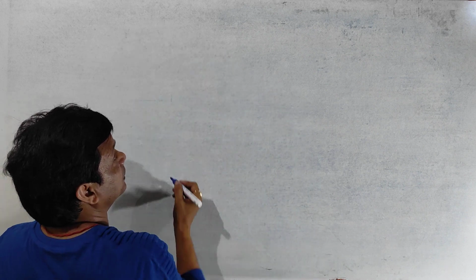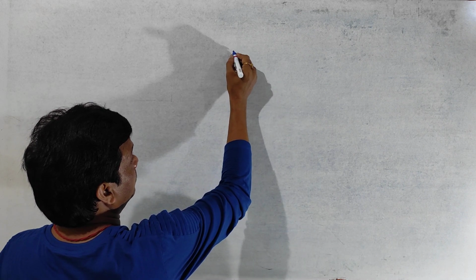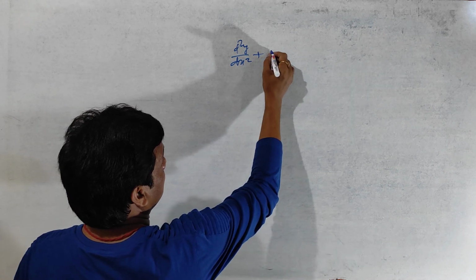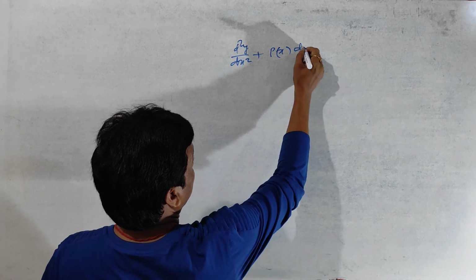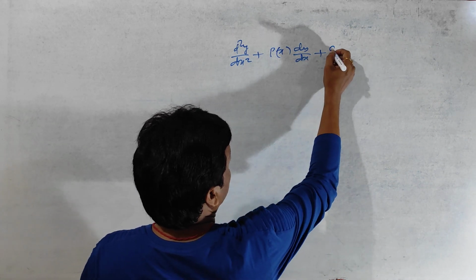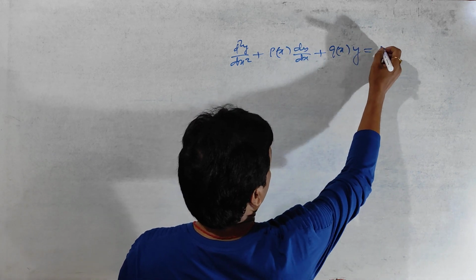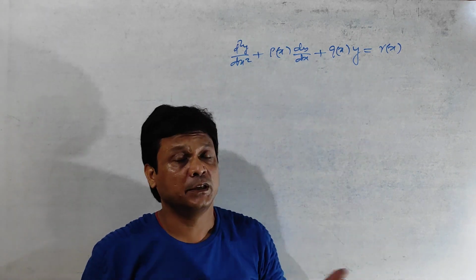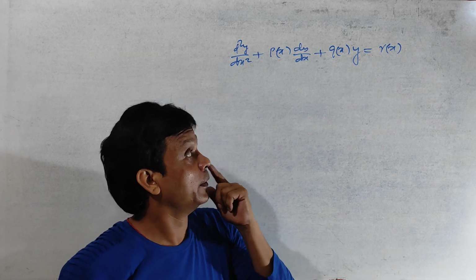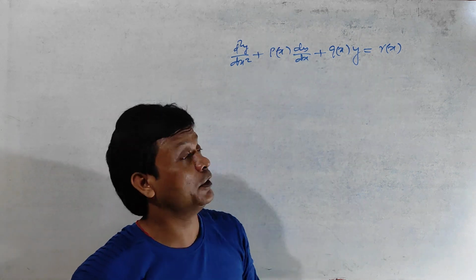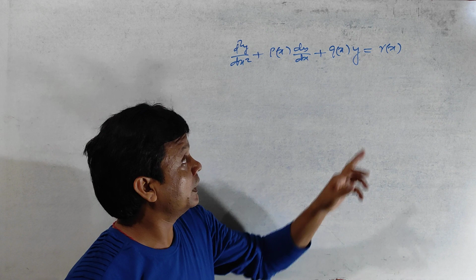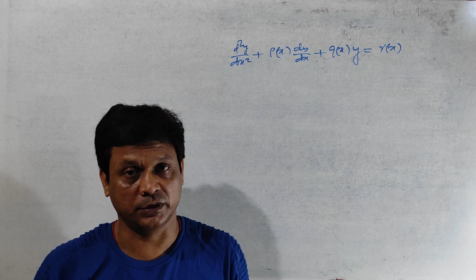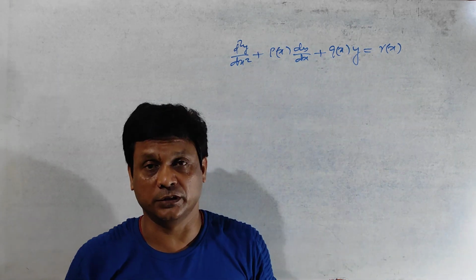The second order linear differential equation is in this form: d square y by dx square plus p of x into dy by dx plus q of x into y is equal to r of x. Here p of x, q of x, r of x are functions of x, and this is a second order linear differential equation. If r of x is equal to 0, it is called homogeneous second order linear differential equation. And if r of x is unequal to 0, it is called non-homogeneous.